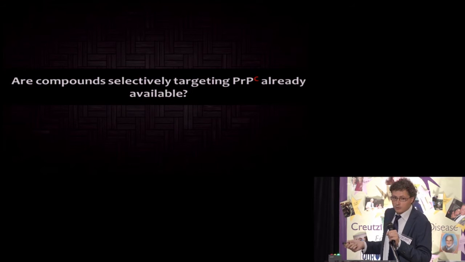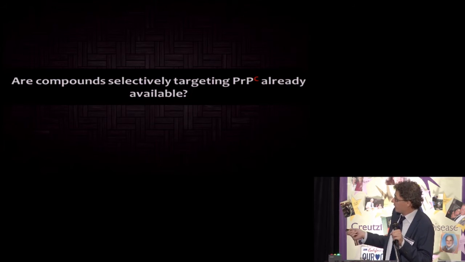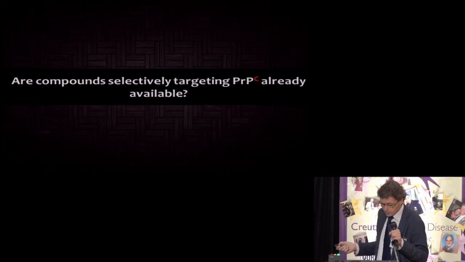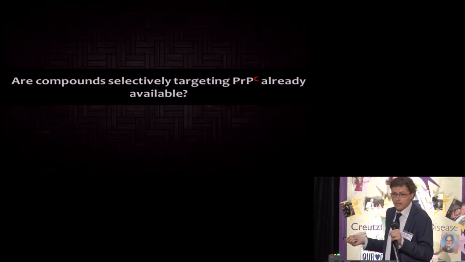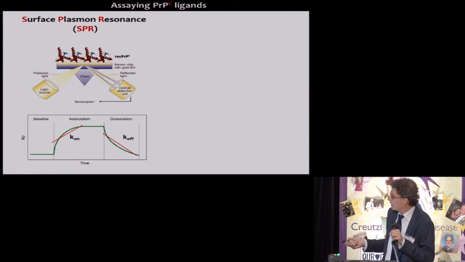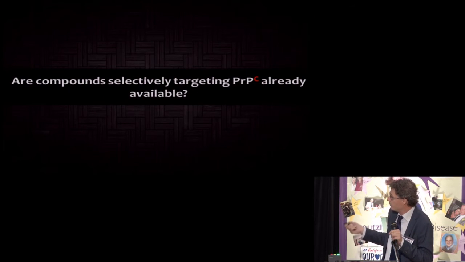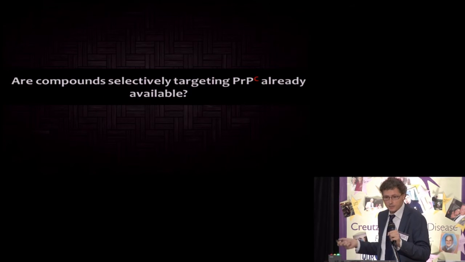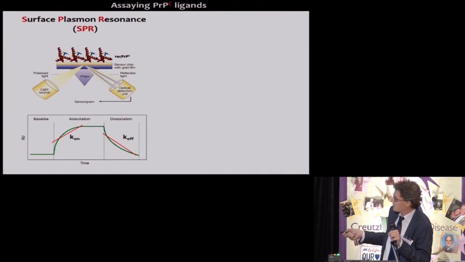Now, before we started, of course, we asked ourselves, are there compounds selectively targeting PrPC already available? To my surprise, when I started this project, I found that yes, there were many compounds in the literature claimed to be ligands of the cellular prion protein. So we decided to test them all by using just a couple of techniques.